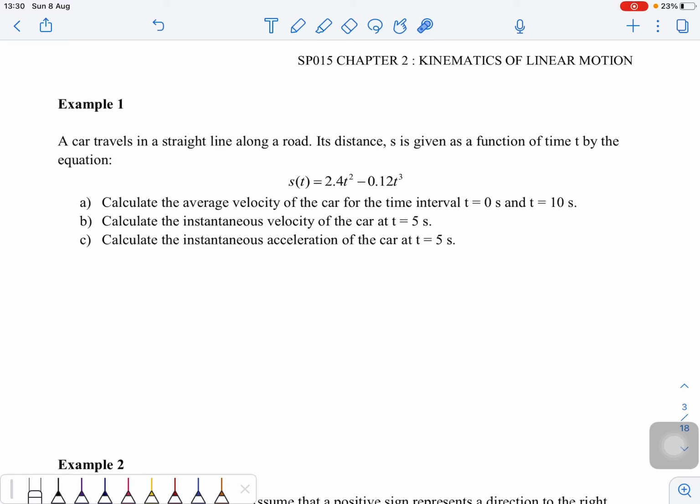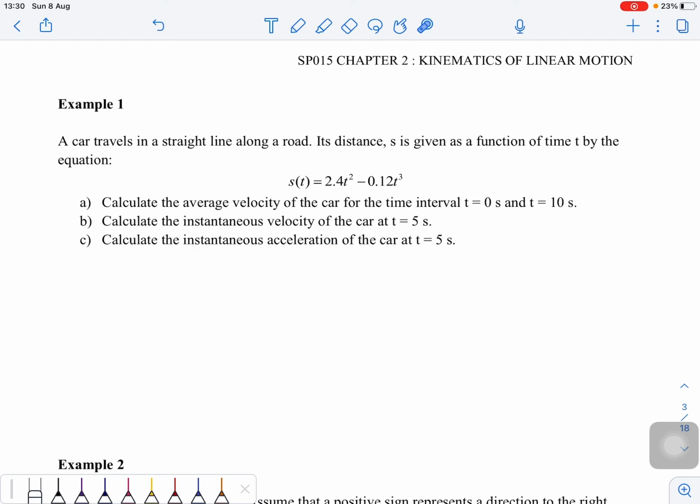Alright, so we look at example 1 here. A car travels in a straight line along a road. Its distance s is given as a function of time by the equation. So this is the equation given. Now calculate the average velocity of the car for the time interval t is equal to 0 second and t is equal to 10 second. Calculate the instantaneous velocity when the car at 5 seconds and the instantaneous acceleration of the car at 5 seconds.